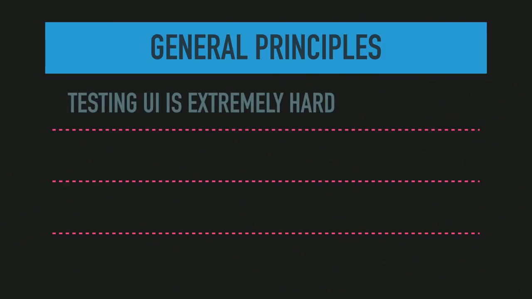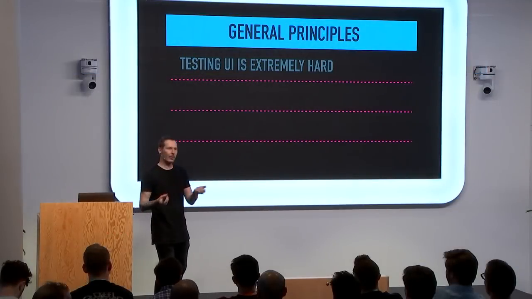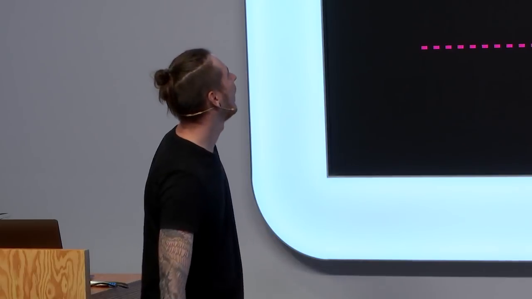So, general principles that we found in testing UI applications. UI is extremely hard. When you test plain JavaScript, it's pretty easy. You take the function, you call the function, you compare it with something that you expect. Once you add the UI, it's completely different. You probably have to have a real browser or a DOM implementation like JS DOM. Everything that was synchronous becomes asynchronous. You have to do a lot of things, and it's really hard.